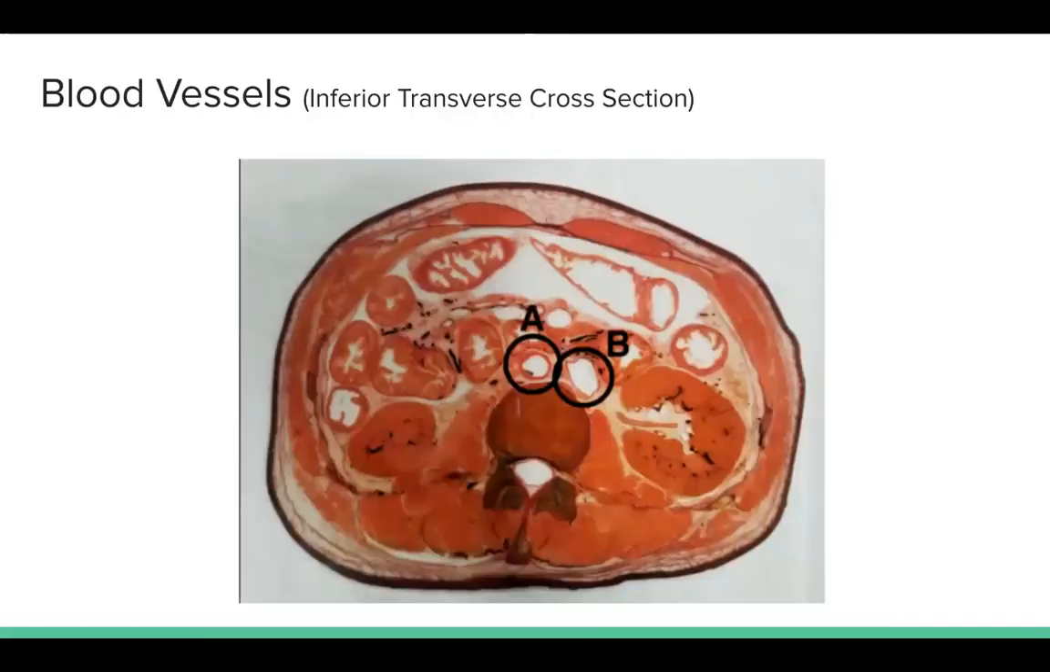There are also 2 major blood vessels included in this cross-section, which are the abdominal aorta and the inferior vena cava. The abdominal aorta is represented by letter A, and you can determine this because the aorta is a thicker walled structure, which is depicted in letter A in comparison to letter B, with a thinner wall representing the inferior vena cava.